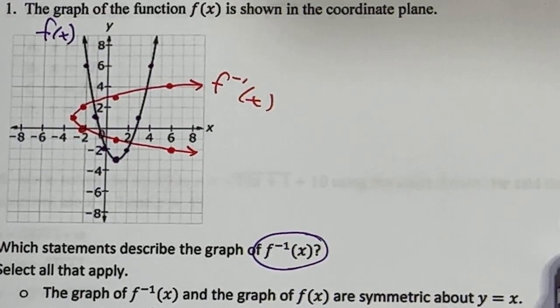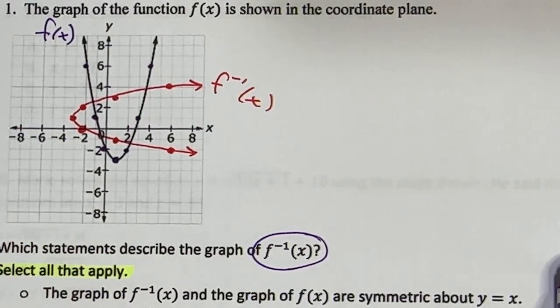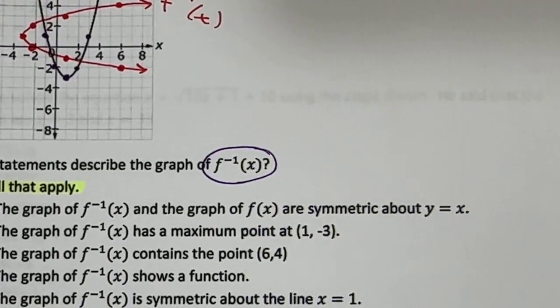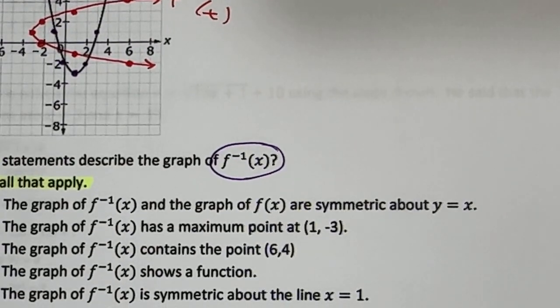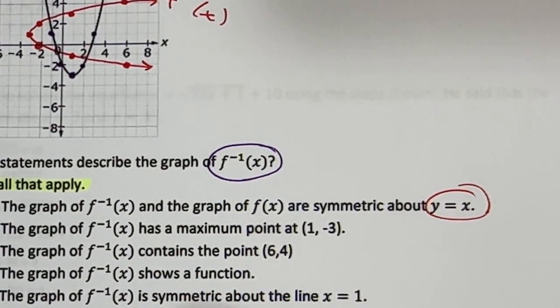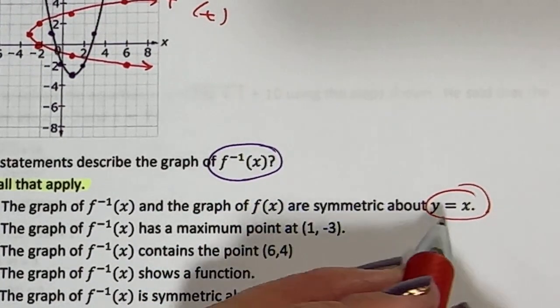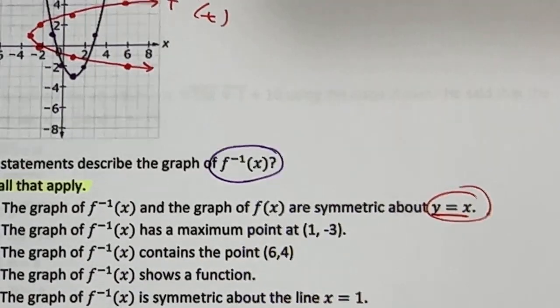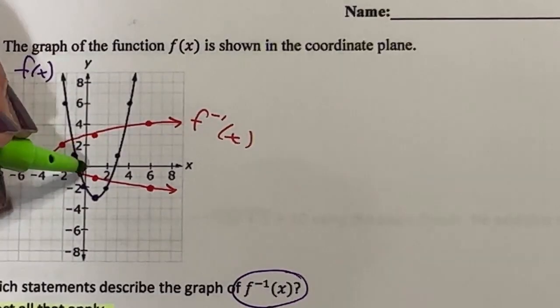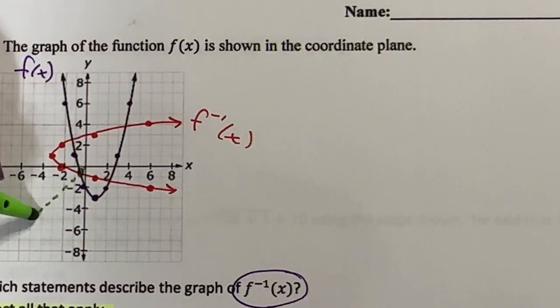All right. So here we go. Which statements describe the graph? So this is a select all that apply. Anytime you get a select all that apply question, that means more than one answer option is going to be correct. All right, so here we go. It says the graph of f inverse and the graph of f of x are symmetric about the line y equals x. Yeah, these are inverses. Because these are inverses of each other, all inverses reflect across y equals x. So y equals x is the diagonal line that goes through the origin.